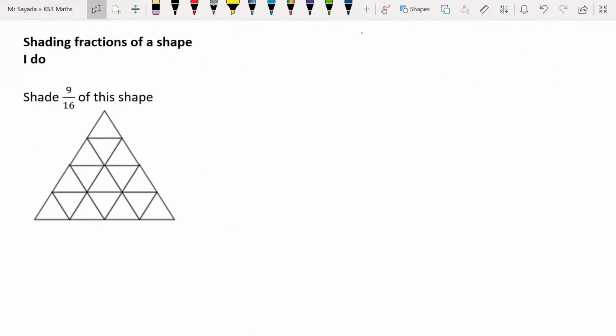We're now going to try and shade fractions of a shape ourselves. So I'm going to do this one myself. It says shade 9/16 of this shape. I'm just going to check, has this shape actually been split into 16 equal parts? If I quickly count, yes, it has. So it's been split already into 16 equal parts, and I now just need to shade 9 of them. That's 1, 2, 3, 4, 5, 6, 7, 8, 9. It doesn't matter which 9 parts we shade, as long as we shade 9 out of the 16. So that's how we shade 9/16 of that shape.